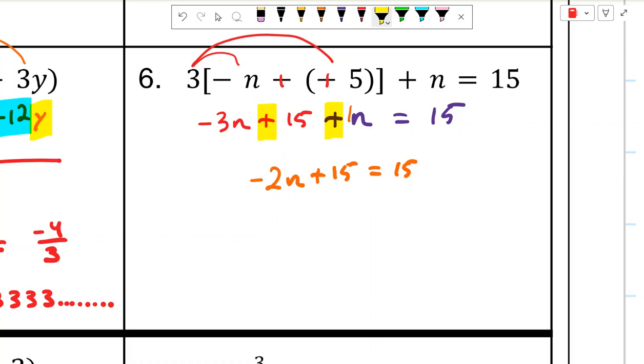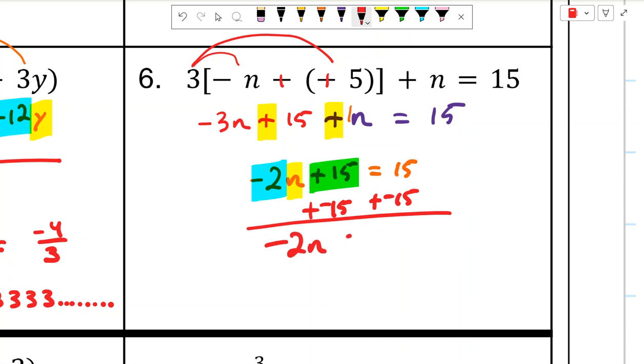And now we locate that variable. We see we got a coefficient. We see we have a constant, and off we go by adding a -15 to both sides. And you get a 0 on the right side, which seems like you did something wrong, but we didn't. So we're going to continue. We're going to divide by -2 on both sides, and n is 0.